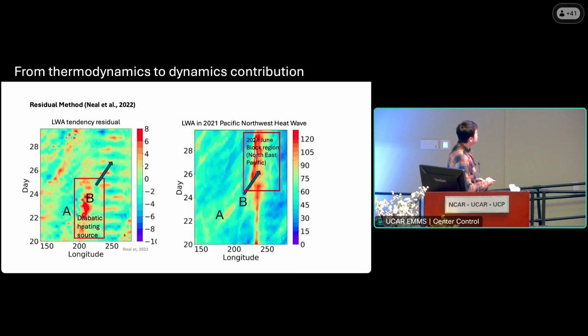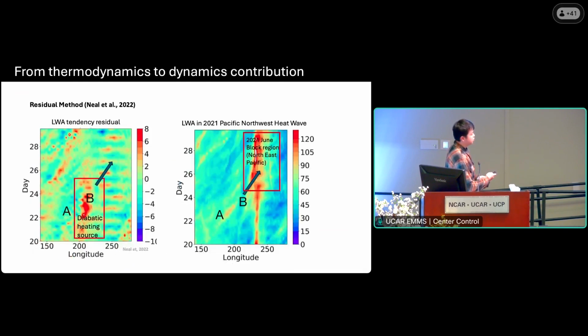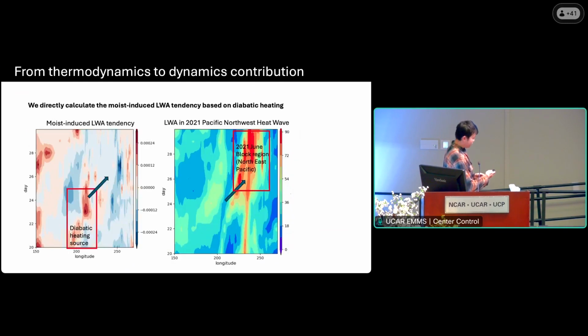To make sure our calculation makes sense, we make a comparison to the result of Neal 2022. They use a residual method to estimate the wave activity tendency by the diabatic process. So this is their result, and this is our result. We can basically see a consistent pattern, indicating that our calculation makes sense.